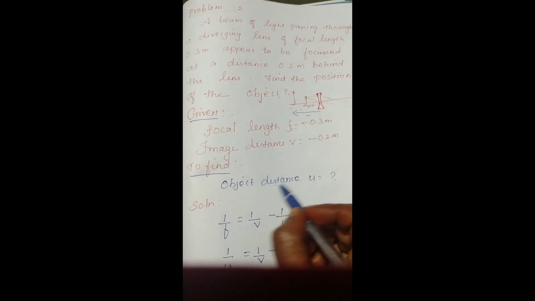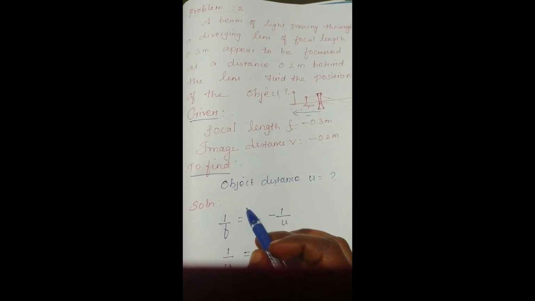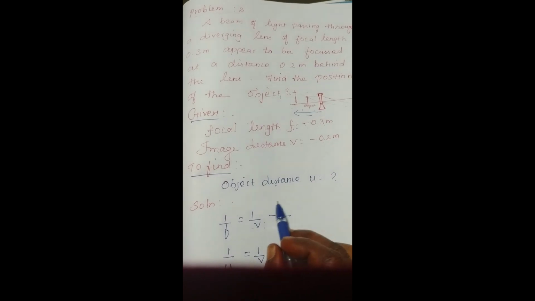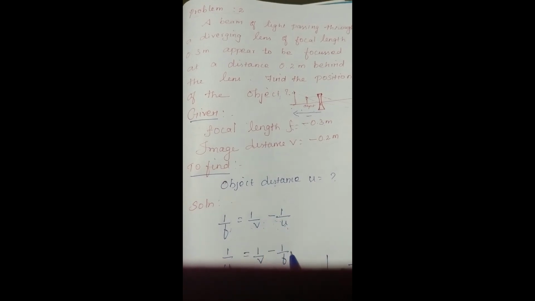And we are going to find the object distance u. So we have to write the formula first: 1 by f is equal to 1 by v minus 1 by u. But here we are going to find only the u value. So take the minus term to that side: 1 by u, if you take the minus 1 by u, it will become plus. And this 1 by f, just take to this side, so it will become minus 1 by f. So 1 by u is equal to 1 by v minus 1 by f.